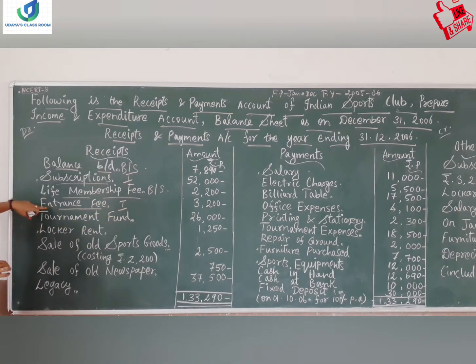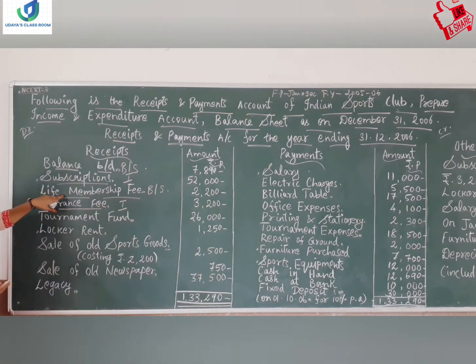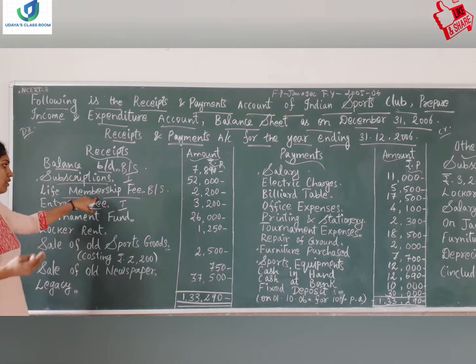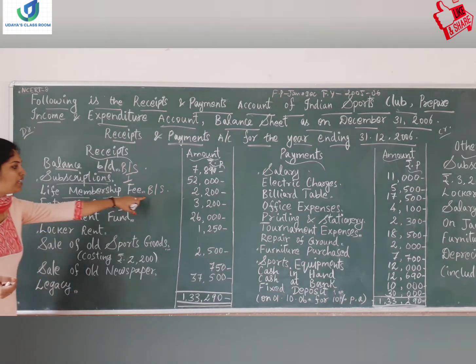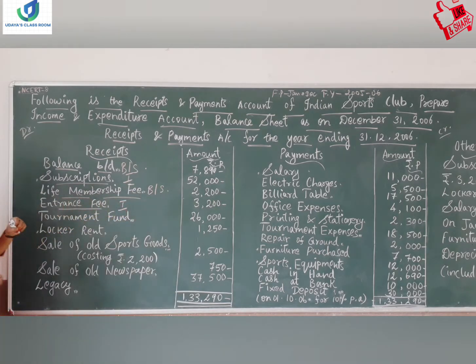Alright, so you have to see that the entrance fee is the initial amount paid by the member at the initial stage to become a member of the organization. But the life membership fee is a lump sum for the organization. So it comes in the balance sheet. So here there are chances that people will commit mistakes.